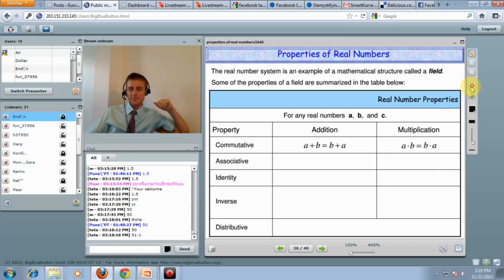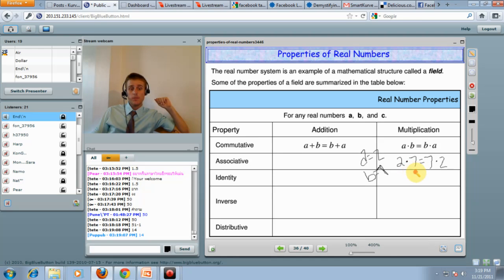One more example. Okay. So, if A equals 2 and B equals 7, then 2 times 7 equals 7 times 2. That is what the commutative property of multiplication means. Correct. Both sides equal 14.